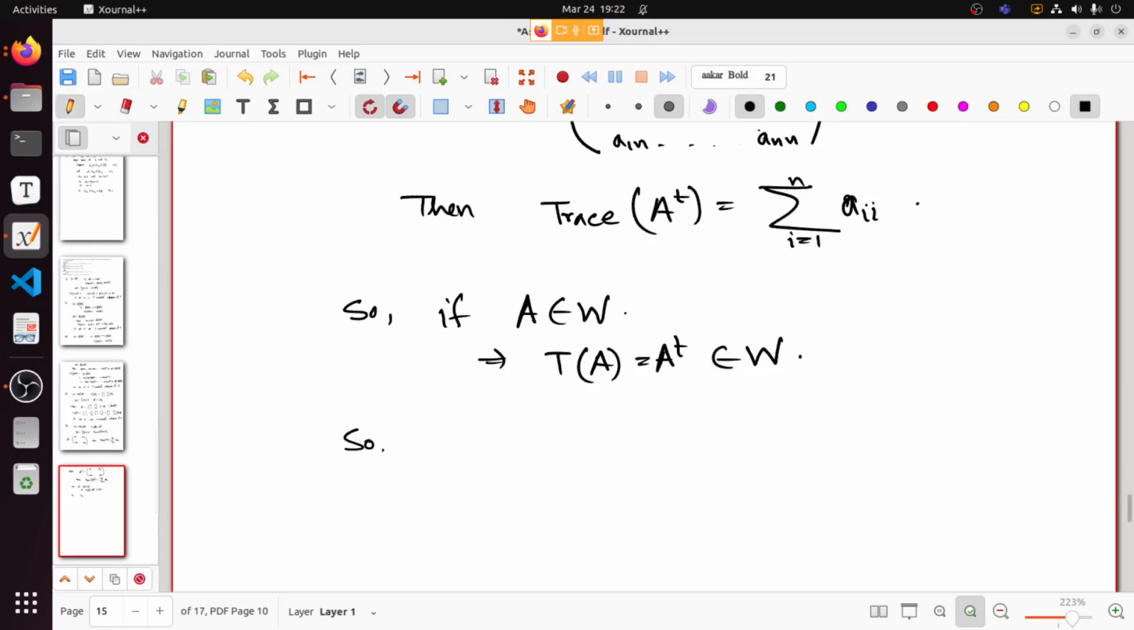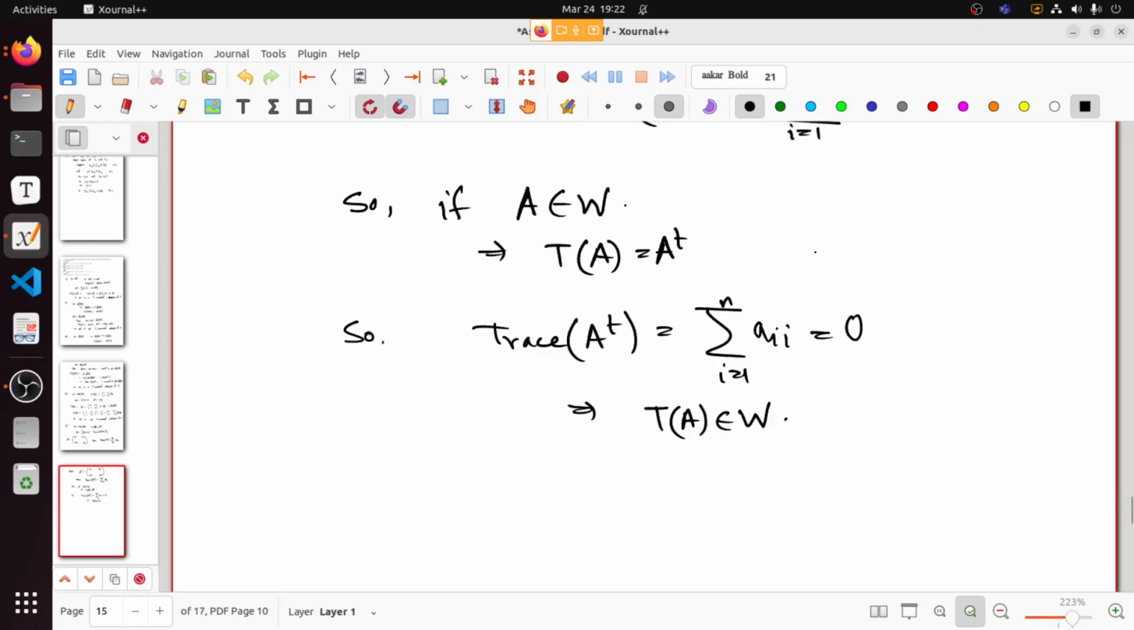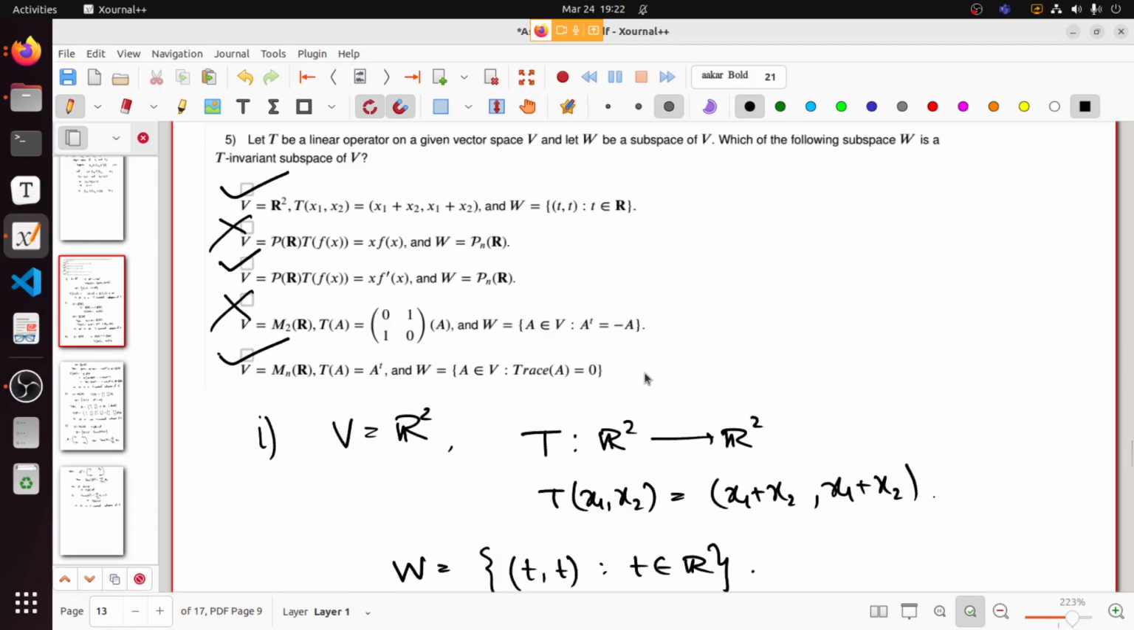So trace of A transpose is the sum of a_ii, i equals 1 to n, and this is again 0, which implies T of A is in W. W is a T-invariant subspace of B. So option number 5 is correct.